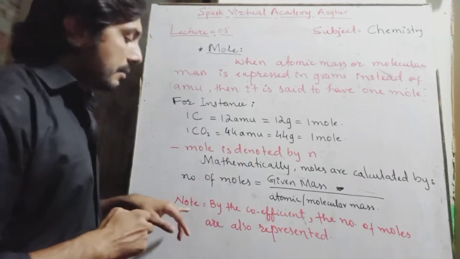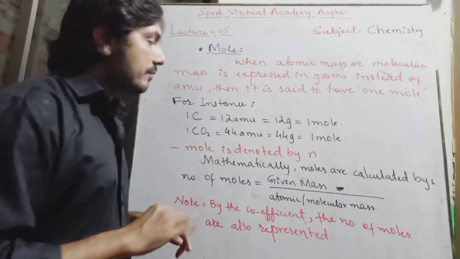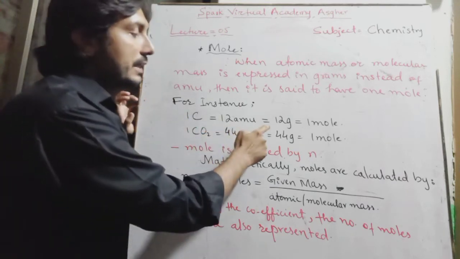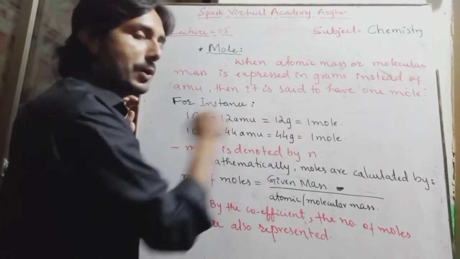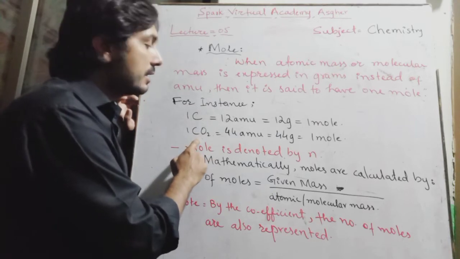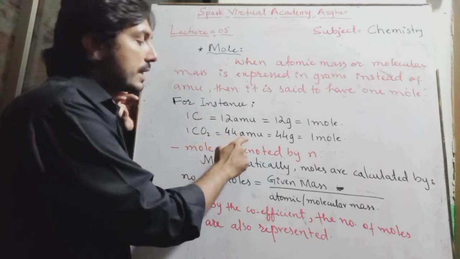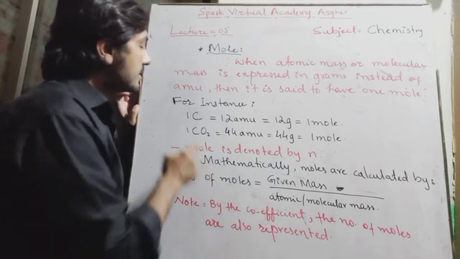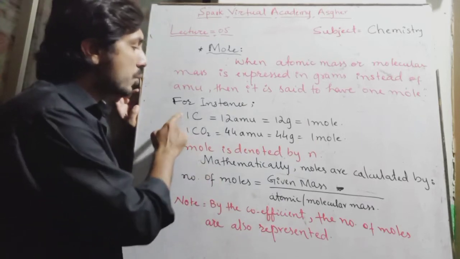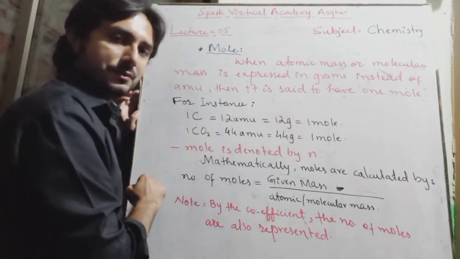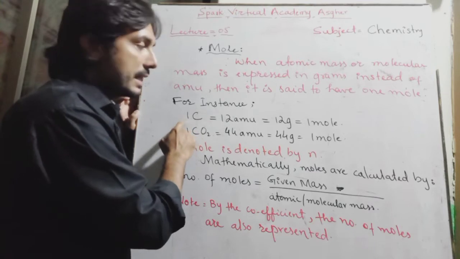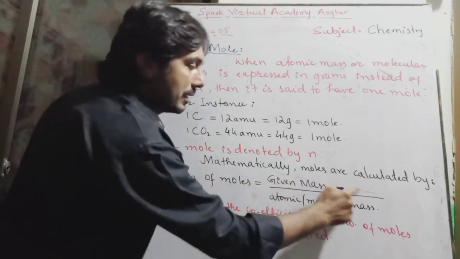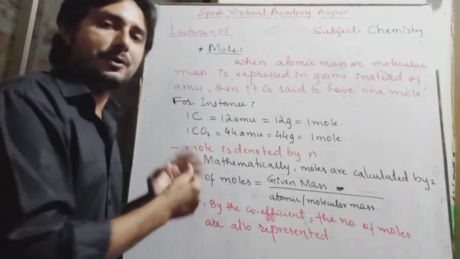You should note down that the number of moles is also indicated by the coefficient. For example, if we have an atom of carbon, its mass is 12 amu. If we express that 12 amu as 12 grams, then it becomes equal to 1 mole. Similarly, if we have the compound carbon dioxide and its mass is 44 amu, rather than writing amu, if we express the same mass as 44 grams, then it becomes equal to 1 mole. Here you can see that the coefficient of carbon and of this compound is 1, so they are 1 mole. If the coefficient becomes 2, then their moles will be 2 moles. So keep this formula in your mind. I hope you learned about the mole.